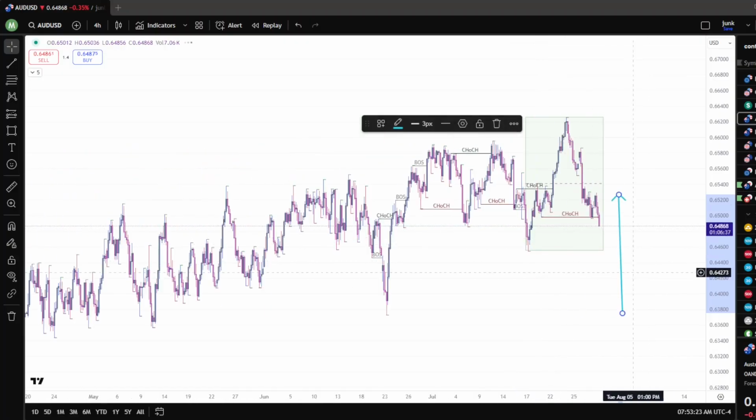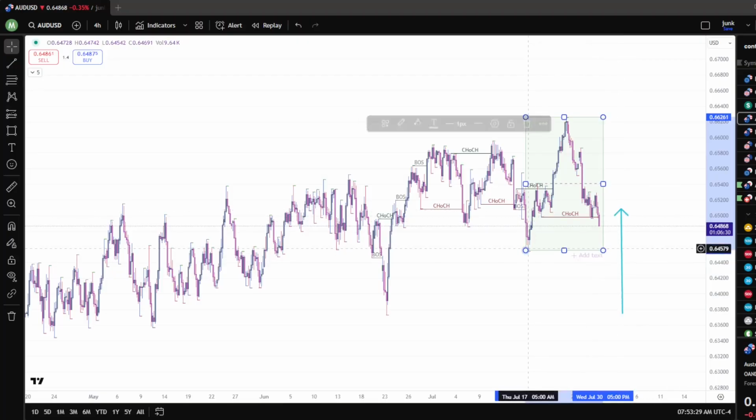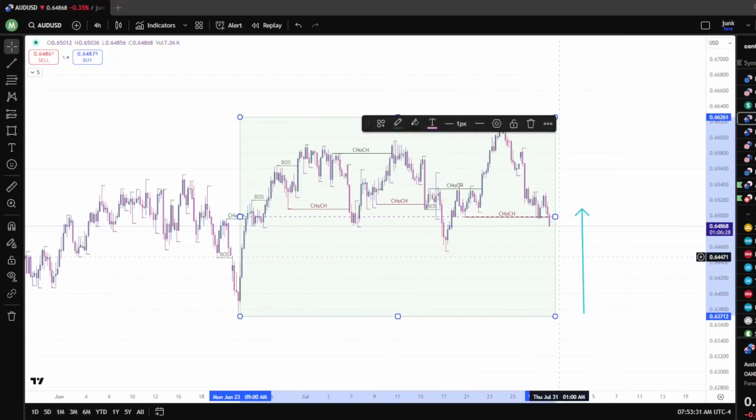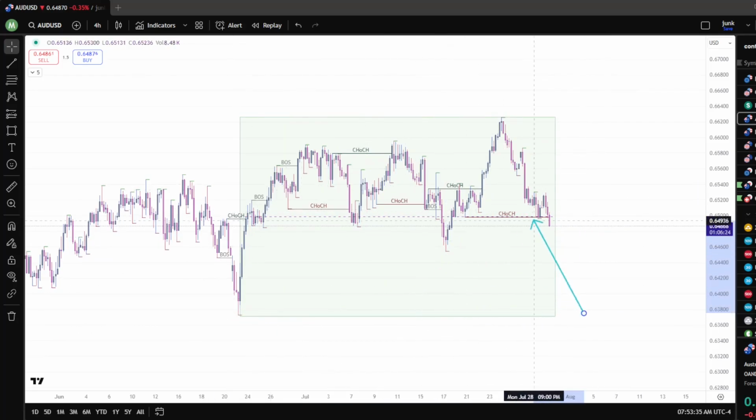So this part of the structure is probably going to be targeted. The lows of this structure are going to be targeted. So I just kept it like this, I believe. Yesterday, I just kept it as this overall range, with this being the low and this the higher low. But prices are starting to break down to the downside.